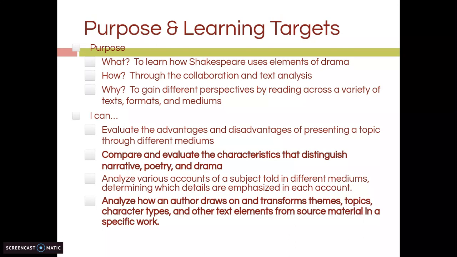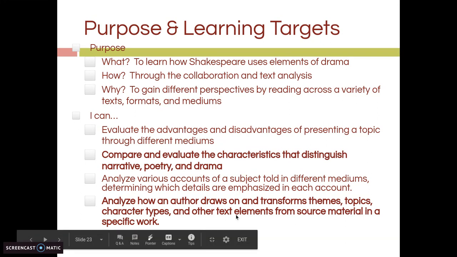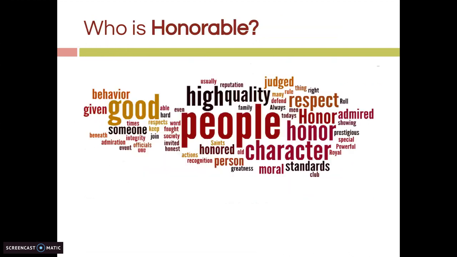not. Now we're going to move forward here, and we're going to think about the different characteristics that distinguish narrative, poetry, and drama, and also continue to think about how an author draws on different topics from that source material as we start reading Julius Caesar. One of the questions you want to think about throughout this drama is who is honorable. Honor is good. Honor is having high morals, high quality. People with honor have good character, have high morals, are admired and respected.